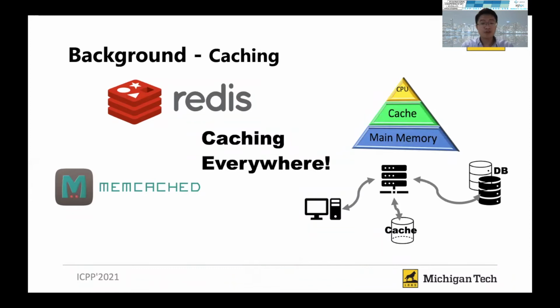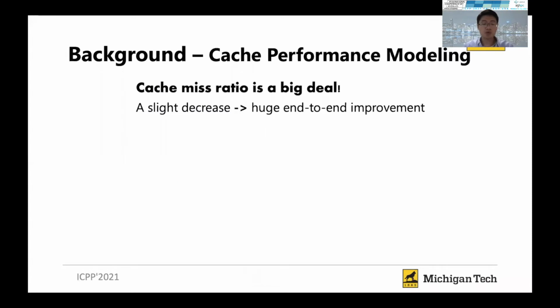So cache plays vital roles in storage hierarchy. Many modern systems rely on caching to achieve high throughput and low latency service. The cache miss ratio, or conversely, the hit ratio, is one of the main metrics for measuring cache performance. Even slight improvement in cache hit ratio can lead to drastic end-to-end performance improvements.